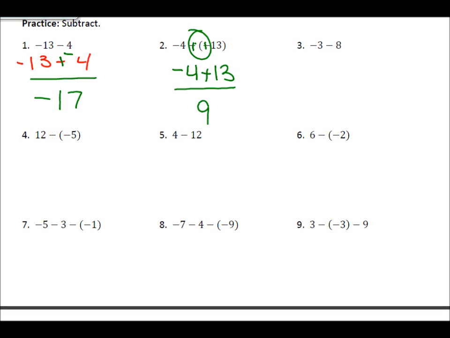For number 3, again, we're going to add the opposite. So negative 3 plus negative 8. Same sign, so we add. 3 plus 8 is 11. And we keep the sign of the larger number, which is negative.